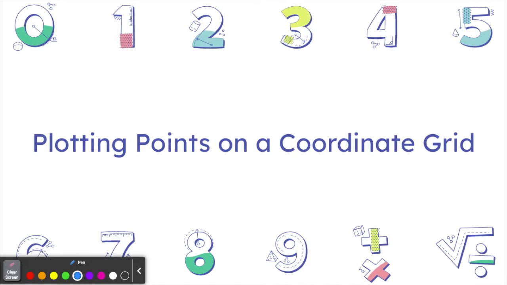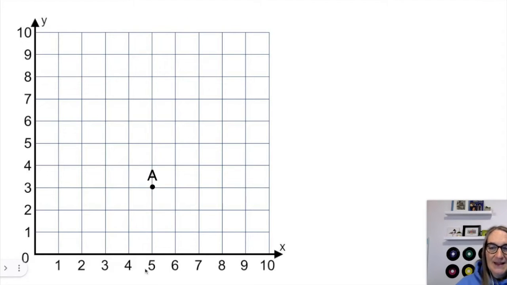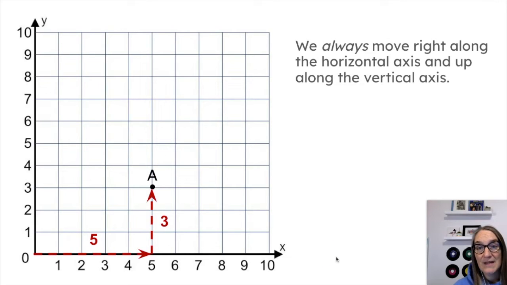Let's clear that selection first. So, plotting points on a coordinate grid. Okay. From our origin to reach point A, we have to move 5 units right and 3 units up. So we write these numbers, 5 and 3, in brackets. And just a point, we always move right along the horizontal axis and up along the vertical axis.